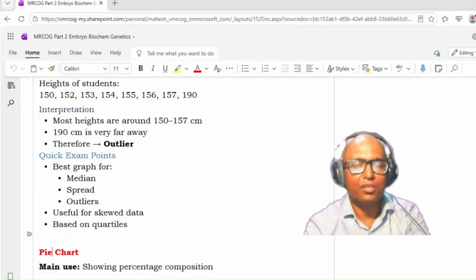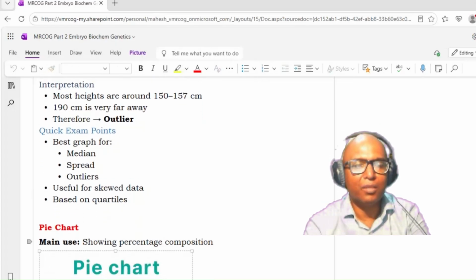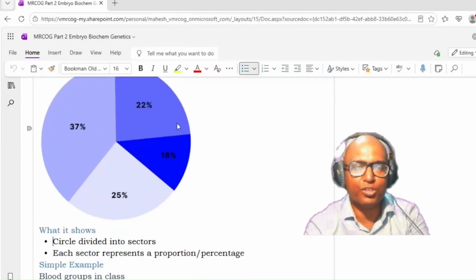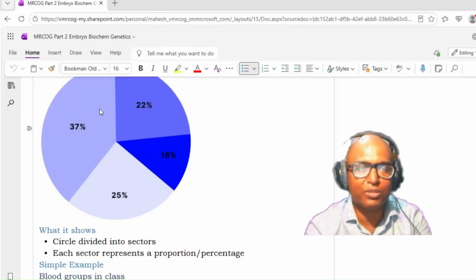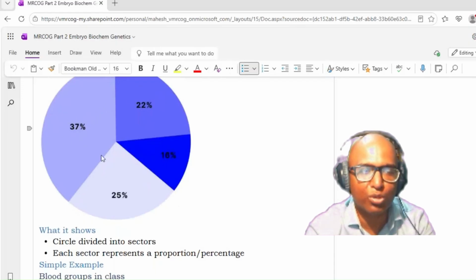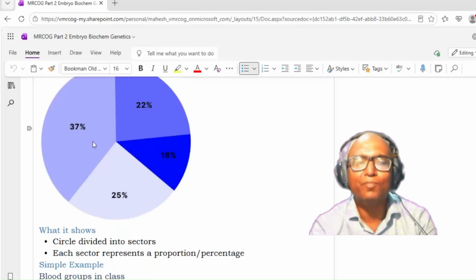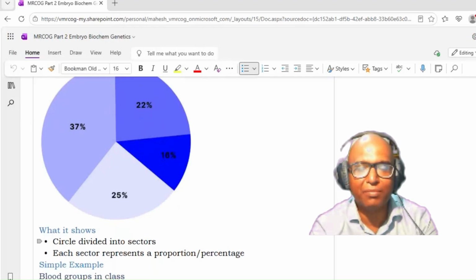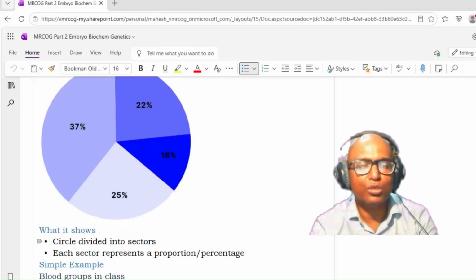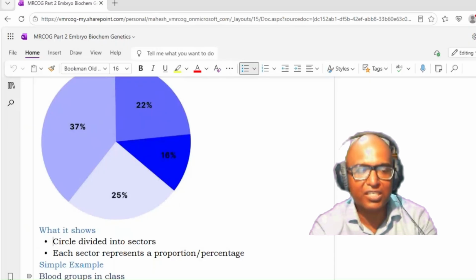Then next is a pie chart. The main use of a pie chart is showing the percentage composition. Most of us know about the pie chart, because when you want to show the percentages of different categories or different variables, we can show them in a pie chart. The circle is divided into sectors. Each sector represents the proportion or the percentage.